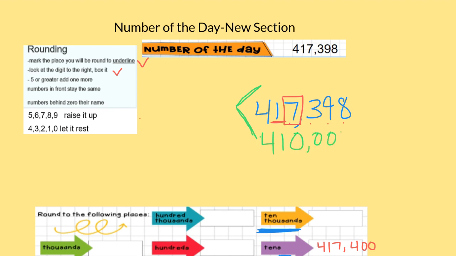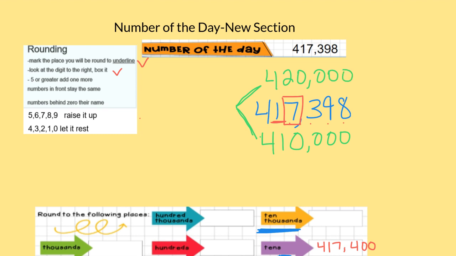Okay, so I'm going to keep my 410,000, and then 10,000 more than that, not 1,000 more than that, 10,000 more than that would be 420,000. Okay, so these are our 2 choices.